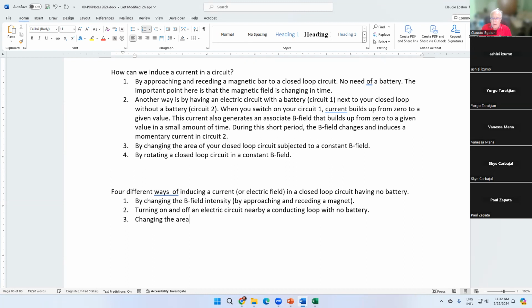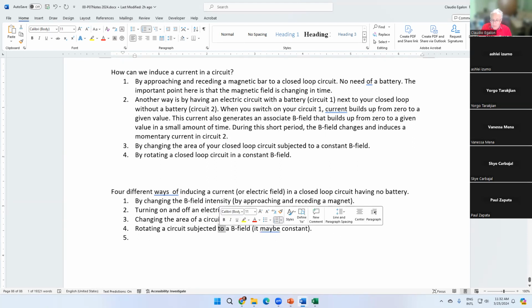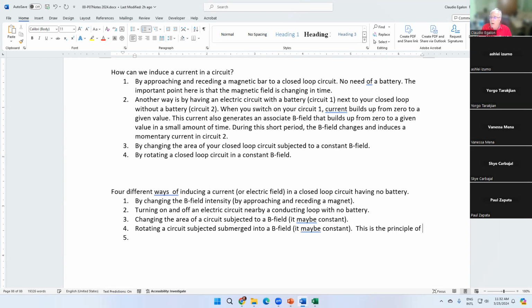Three, changing the area of a circuit subjected to a magnetic field, to a B field. And the B field can be constant. It may be constant. Four, rotating a circuit, okay, submerged into a B field. This is the principle of the generator. Four different ways.